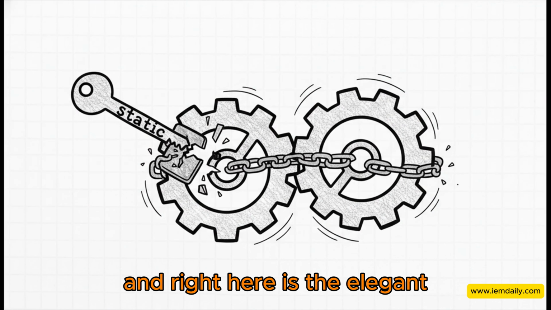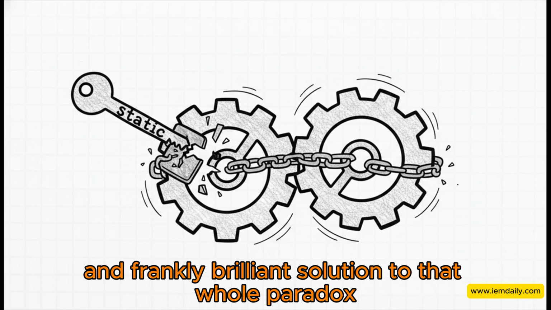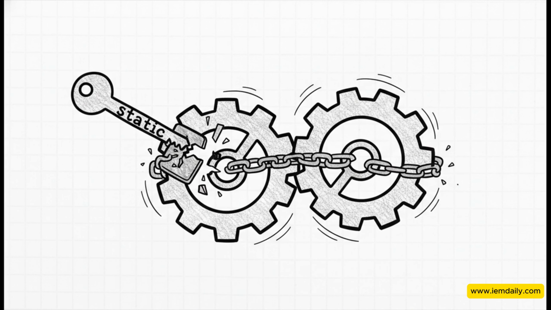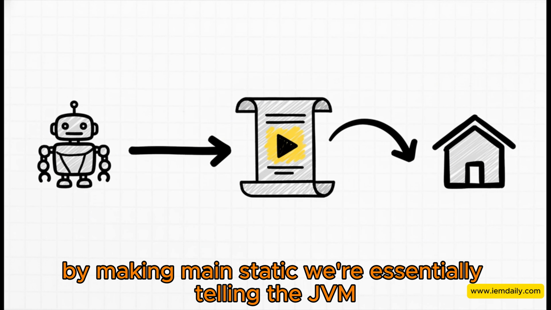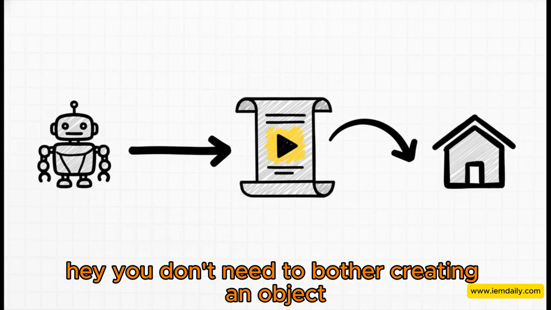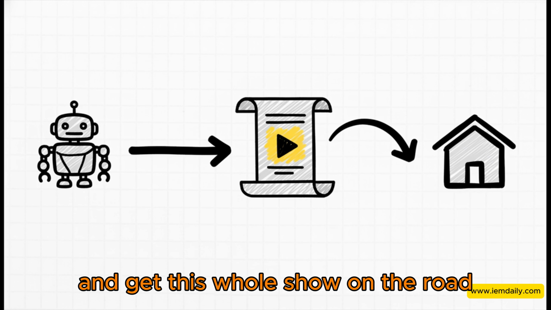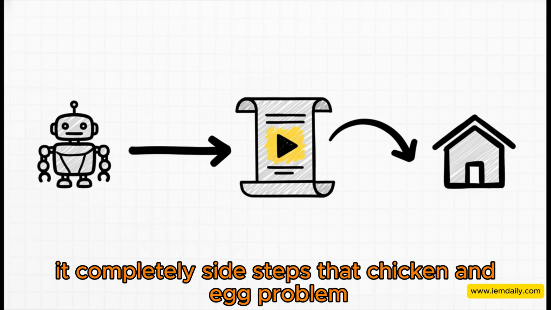And right here is the elegant, simple, and frankly brilliant solution to that whole paradox. The one keyword that breaks the deadlock, static. By making main static, we're essentially telling the JVM, hey, you don't need to bother creating an object. You have full permission to call this method directly on the class itself and get this whole show on the road. It completely sidesteps that chicken and egg problem.